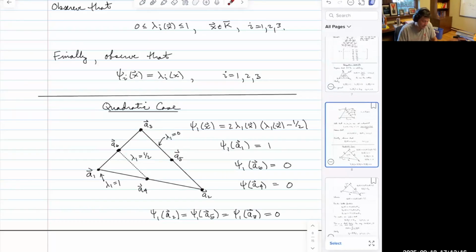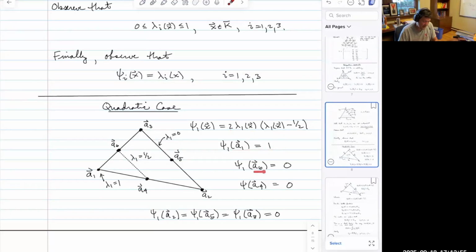Well, it turns out psi 1 is just equal to 2 times lambda 1 times the difference, lambda 1 minus 1/2. Now, why is this true? Well, let's think about it. Suppose I put in x equals a1. So x equals a1, lambda 1 at a1 is 1. We already said that. And so it's a 1 here. So I have 2 times 1 minus 1/2. So that's exactly equal to 1.